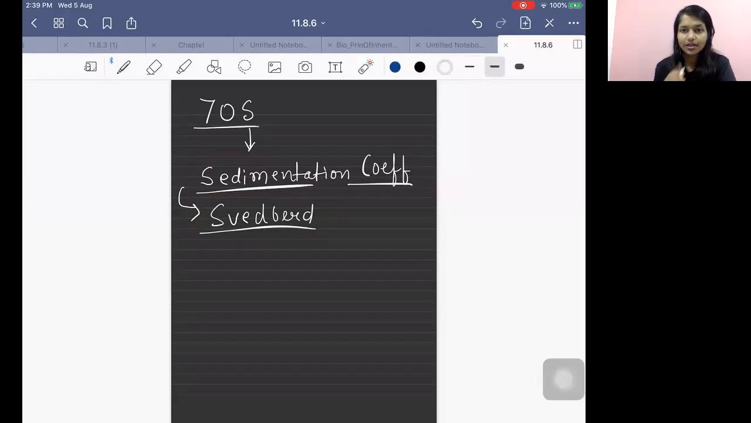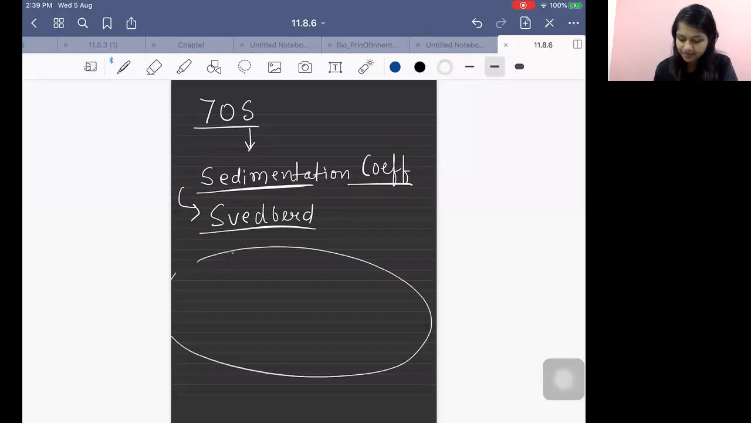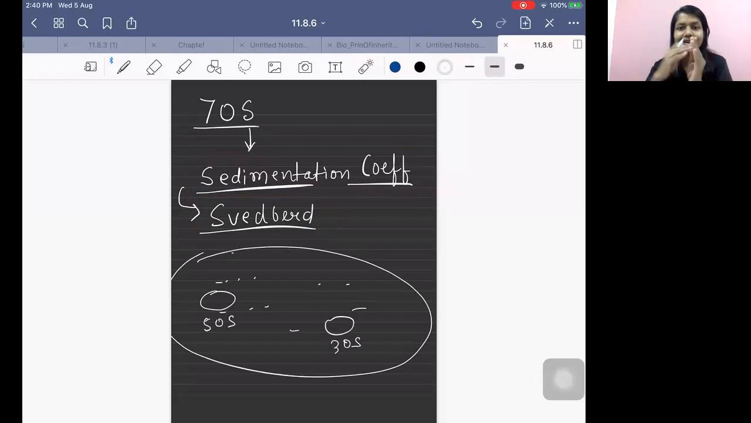Just now, if you remember, I had told you that ribosomes are present in the cytoplasm. They float freely, right? Here you can have 50S, here you can have 30S. They join only when they have to make proteins. Otherwise, they remain individual and separate. Right?